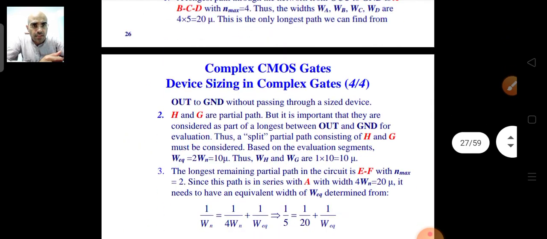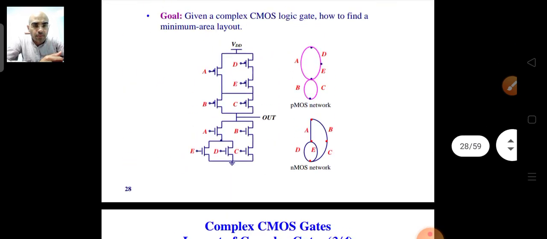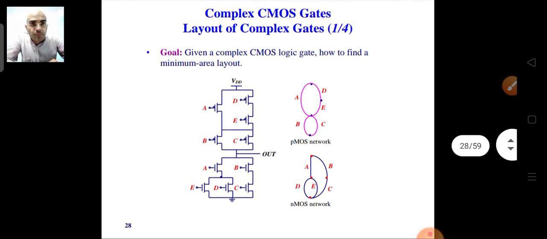So we'll consider this later on. Device sizing, we are not going to consider it here. Okay, but obviously we can do it, probably if time permits, then we'll do it later.